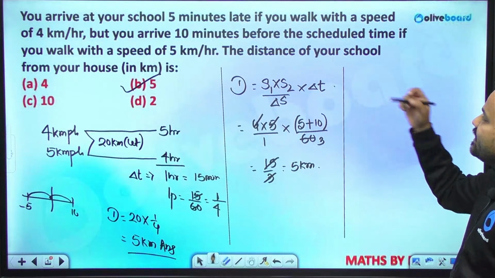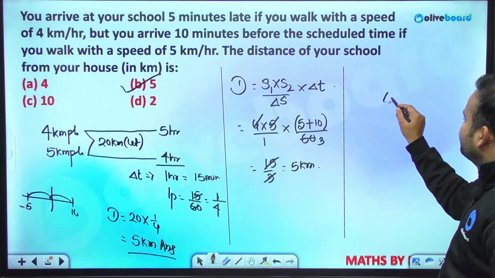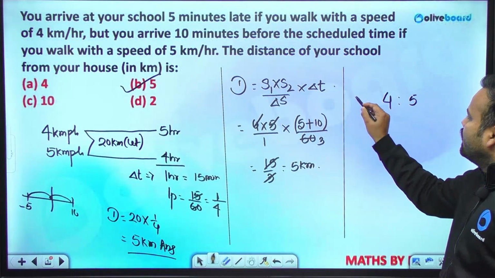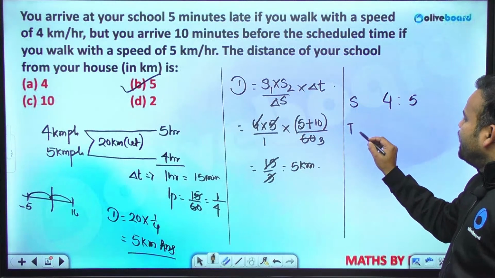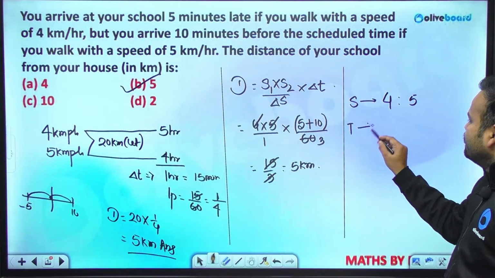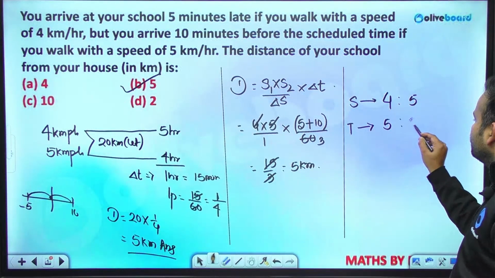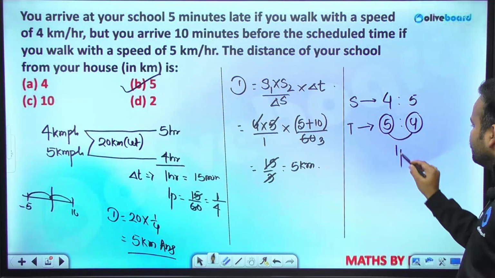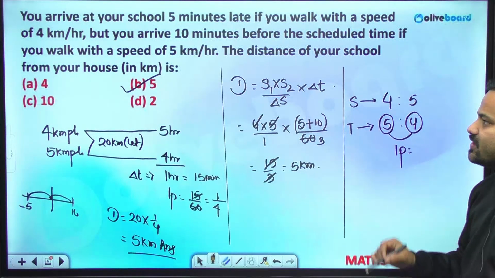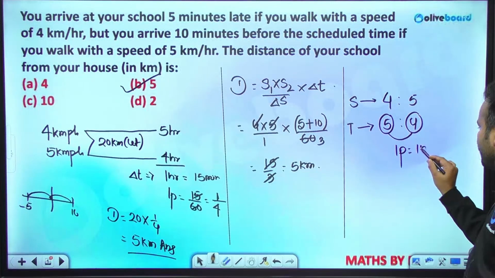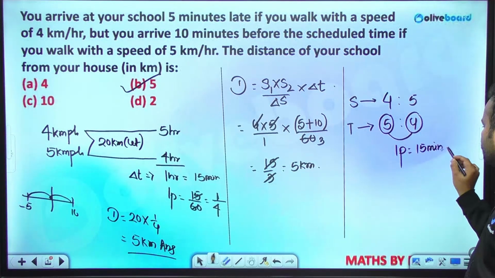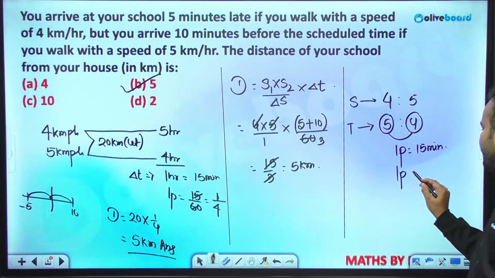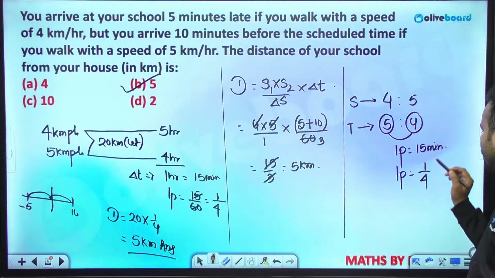Also, we can use this concept via ratio. The ratio of speeds is what? The ratio of speed is 4 and 5. And we all know that speed and time are reciprocal to each other. So the time ratio will be 5 and 4. So the difference of time is 1 unit over here, which according to the question is 15 minutes. So 1 unit will be equivalent to 1 by 4 hours, that is 15 by 60.